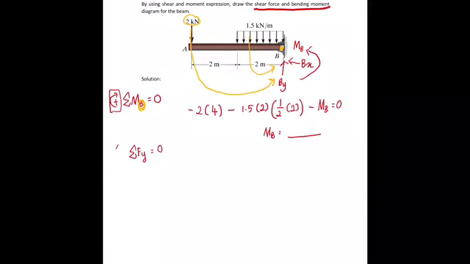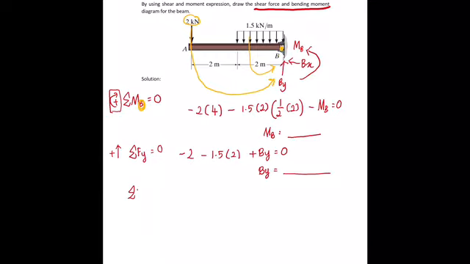Summation Fy is equal to 0. Output is positive. Then you have negative 2 because it is downward, and then minus 1.5, which is the UDL. This is how you solve the UDL: you have to times the distance. And then plus By is equal to 0. Then By is equal to whatever value you calculate.